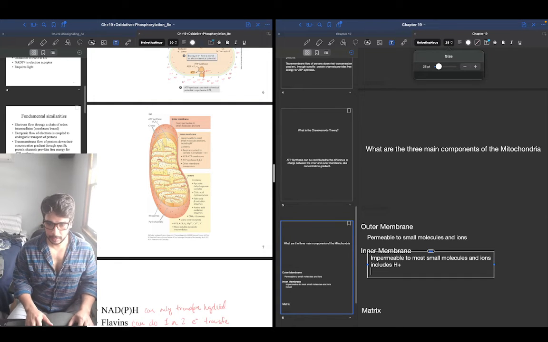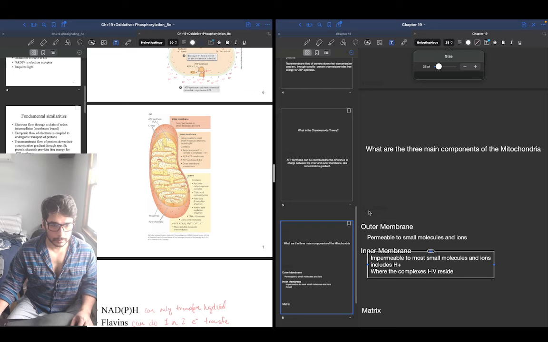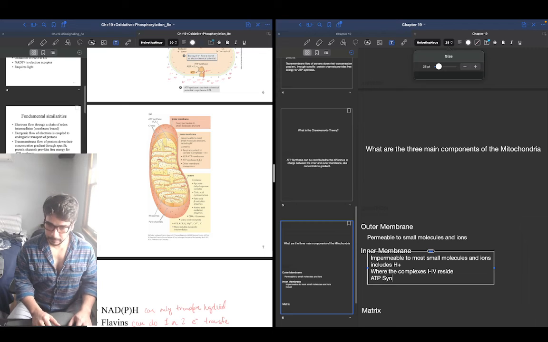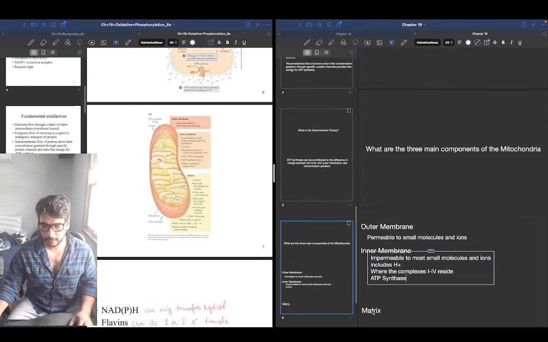This is important in where the complexes 1 through 4 reside, and these are the ones that pump out the protons. This is also important. ATP synthase is here. And that's about it. That's what I care about right now. The other things are important, but I don't feel like they're going to be on the exam.